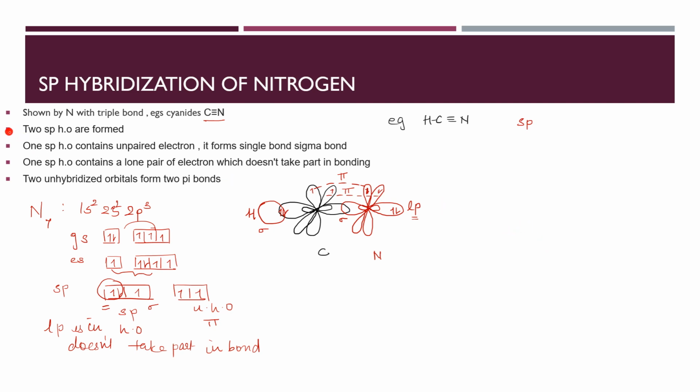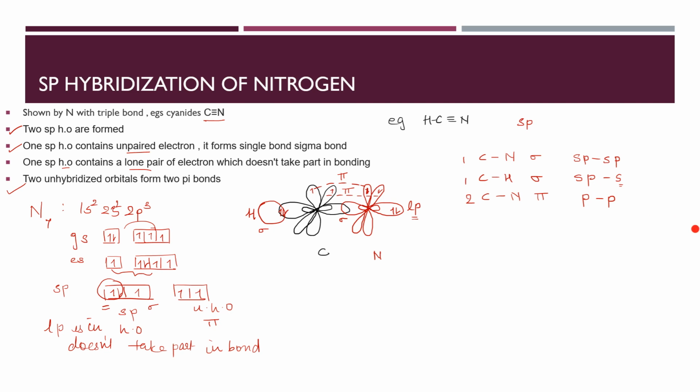So always remember, two sp hybrid orbitals are formed. One sp hybridized orbital contains an unpaired electron which forms a single bond. One sp hybridized orbital contains a lone pair which doesn't take part in bonding, and two unhybridized orbitals give you what? Pi bonds. So what types of overlaps are there? The carbon-nitrogen sigma bond has sp-sp overlap, the carbon-hydrogen sigma bond has sp-s overlap, where s stands for hydrogen, and the carbon-nitrogen pi bonds, which are two, have p-p overlap. So this was all about sp hybridization.